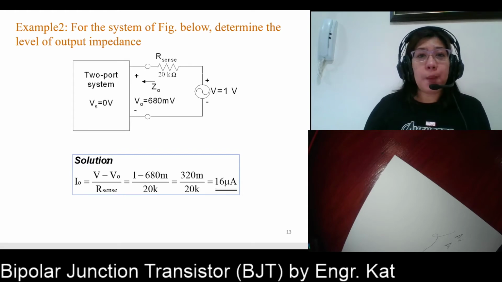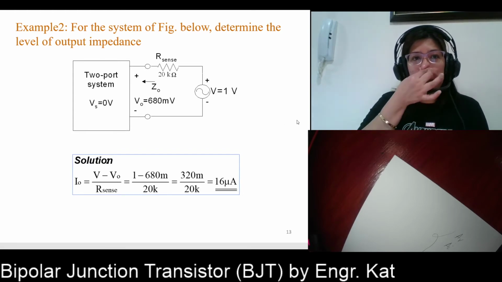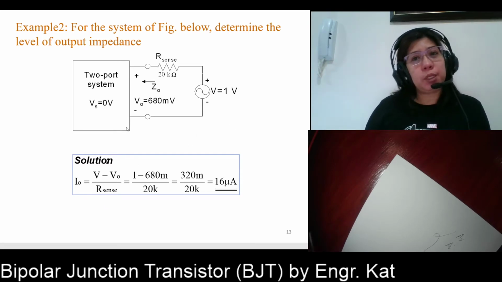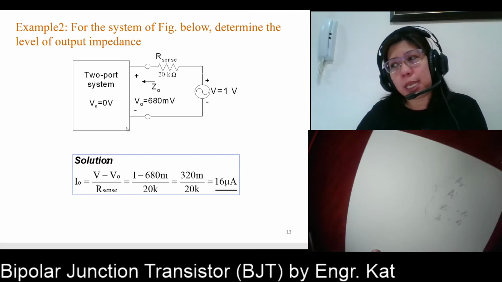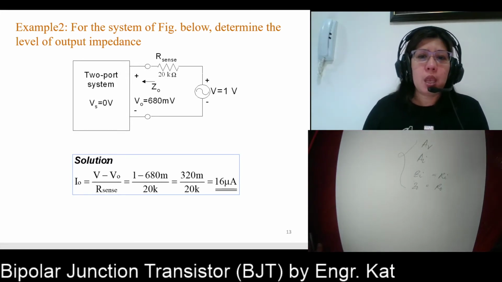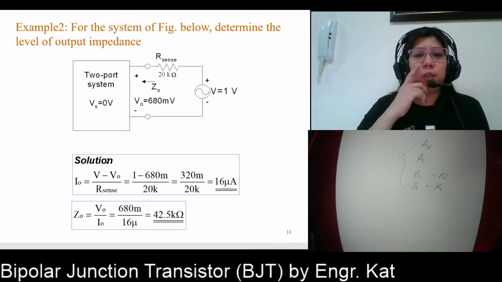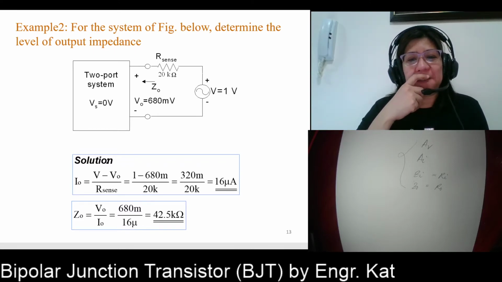For the system of the figure below, determine the level of the output impedance. We have here solving for IO. This is just an introduction class, so this is just direct substitution. We have here IO of 16 microamperes, solving for ZO. That will give you 42.5 kilo ohms.